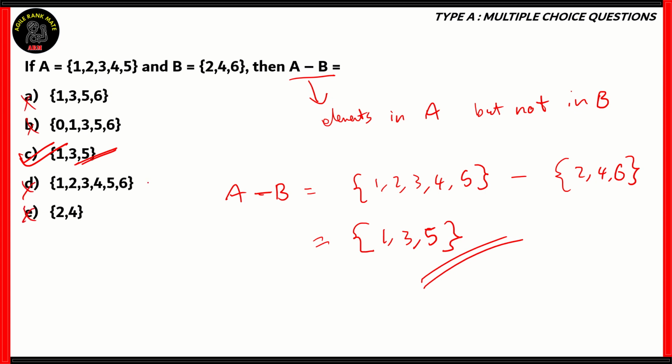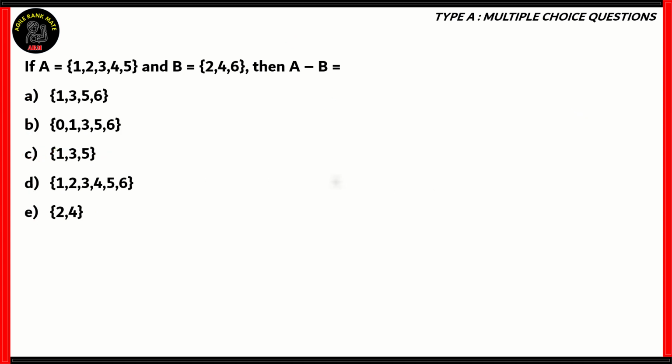Option D is basically A union B. Options E, B, and A are incorrect because they have 6 in them, or they have 2, 4 in them, which are all elements from B. Option C, 1, 3, 5 is the only set where the elements of B are not present, and that's the operation here. A minus B means elements in A, but not in B.